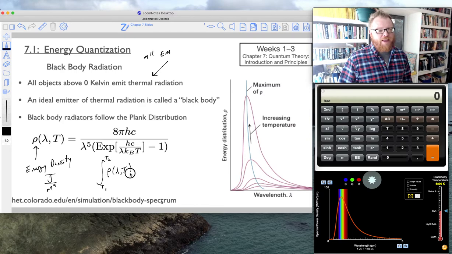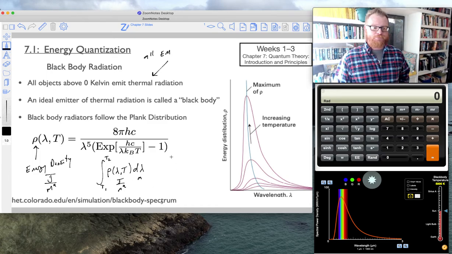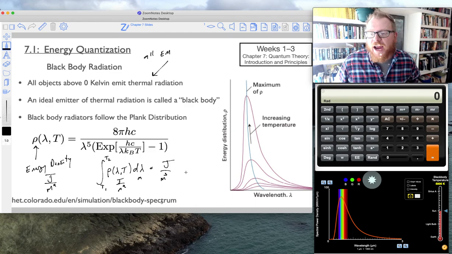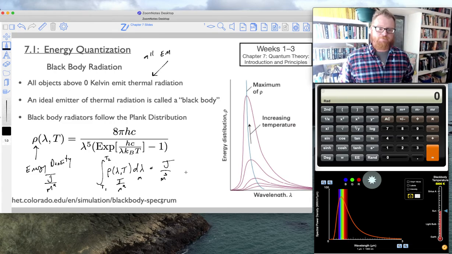rho as a function of lambda and T times d lambda, well, d lambda has units of meters. The Planck distribution has units of joules per meter to the 4th power. So when we carry out this integration, we truly get an energy density in joules per meter cubed, okay?